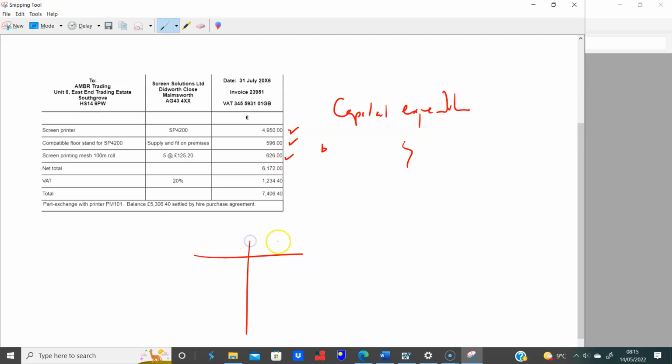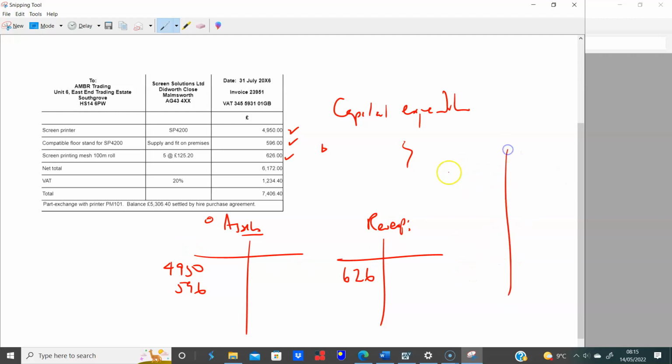So technically, if you're buying these, you would have this as a revenue expense, screen printing mesh of 626, and here you would have the printer 4950 and the floor stand 596. So these are assets here. Because they're assets, this is what will undergo depreciation. Now, of course, the credit side to this will all be dependent on how you're paying for it. So imagine you're paying out of the bank. The total will go out of there.